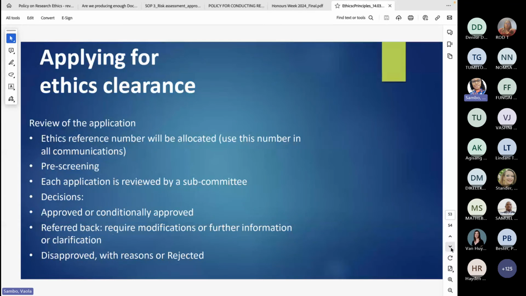And then it can be disapproved, and reasons have to be provided for disapproving an application, or in very unfortunate circumstances, an application does get rejected. And applications that get rejected are normally applications that are retrospective in nature, because our policy does not allow that. So immediately when we receive a retrospective application for ethics clearance, we reject it. But there are processes, of course, that we follow before we eventually communicate that decision to reject an application.